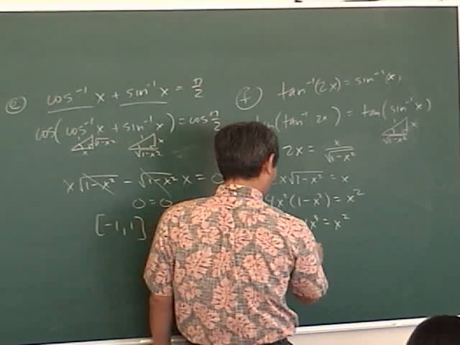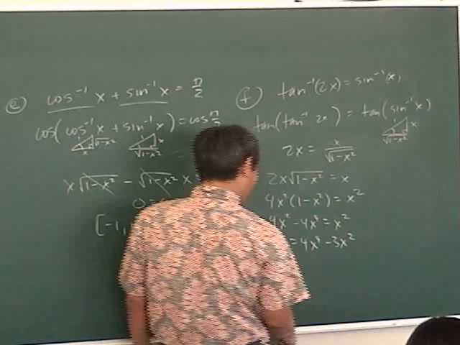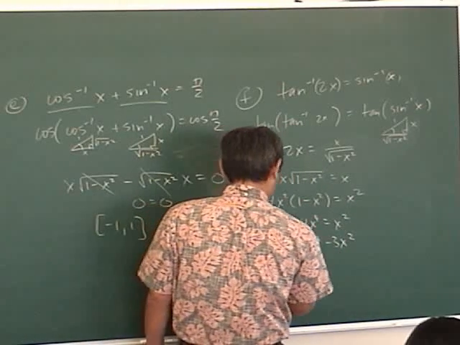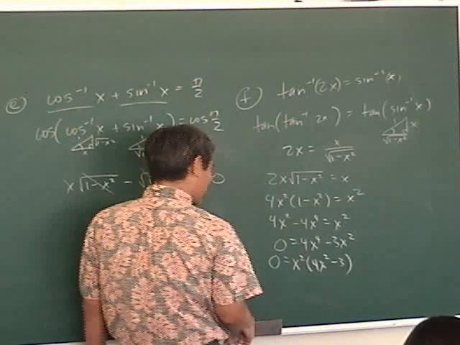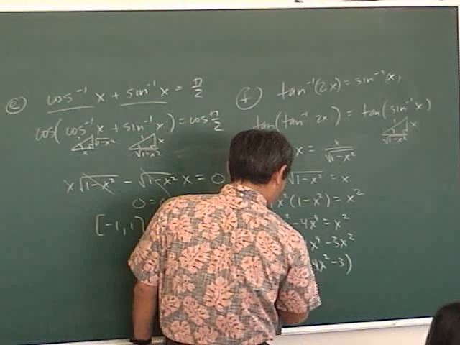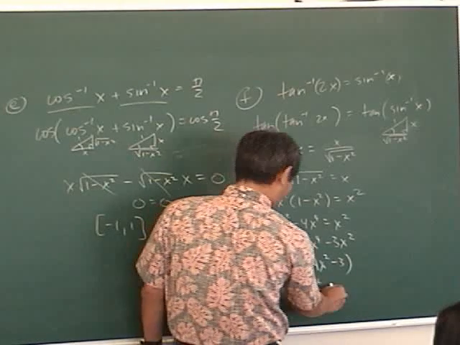Make one side 0. 4x to the 4 minus 3x squared equals 0. Factor out an x squared. So you get 4x squared minus 3. Setting each factor equal to 0, x equals 0, or, what about from this one? Plus or minus root 3 over 2.